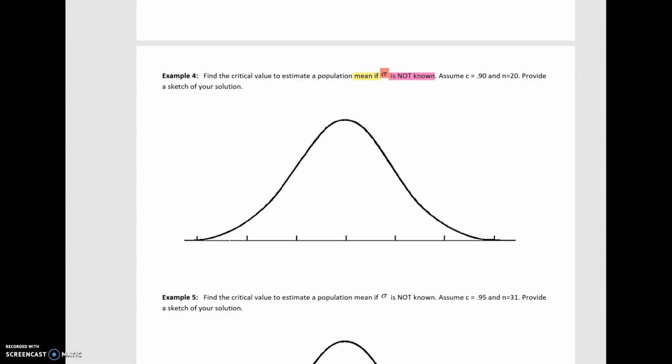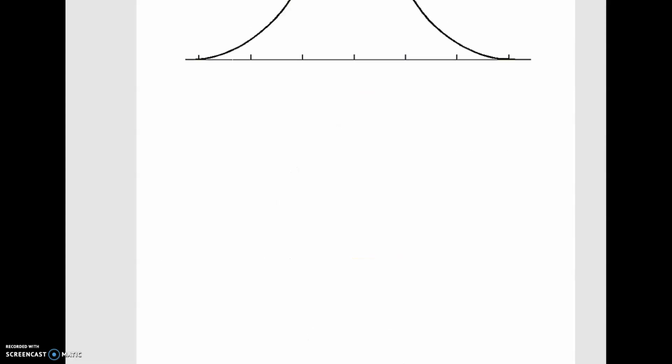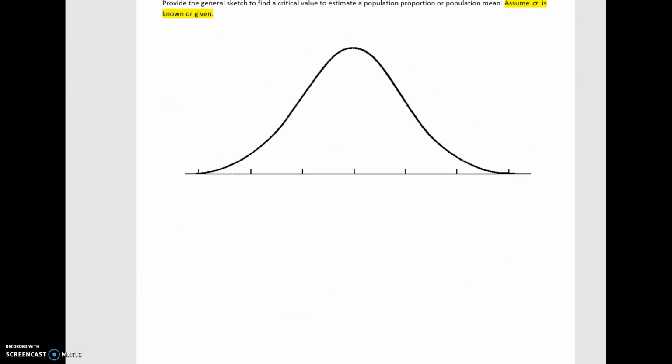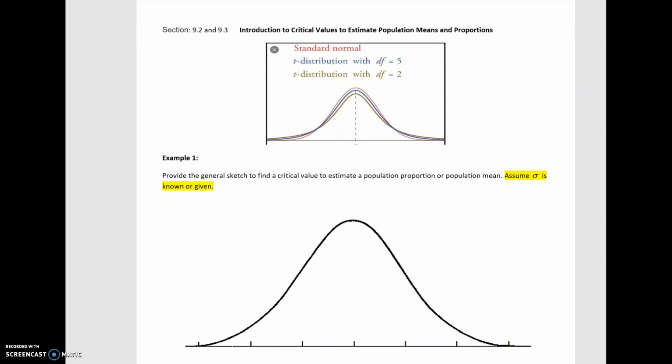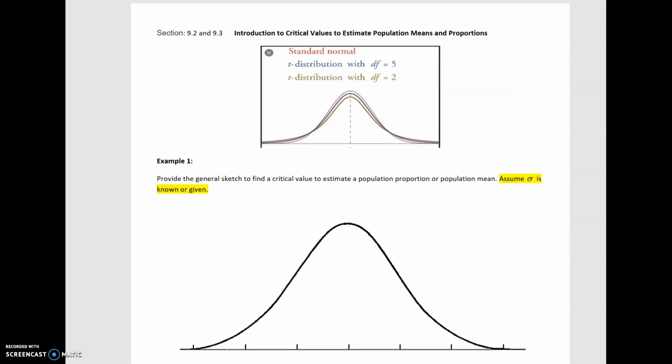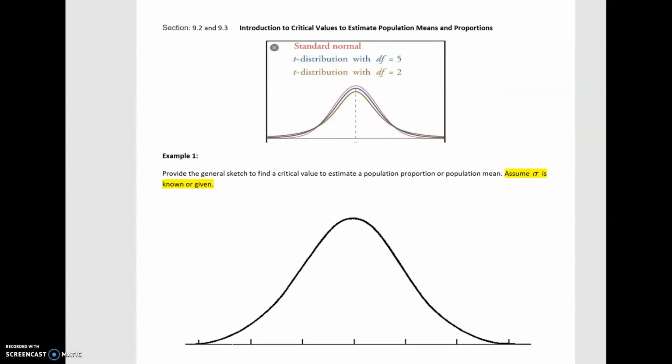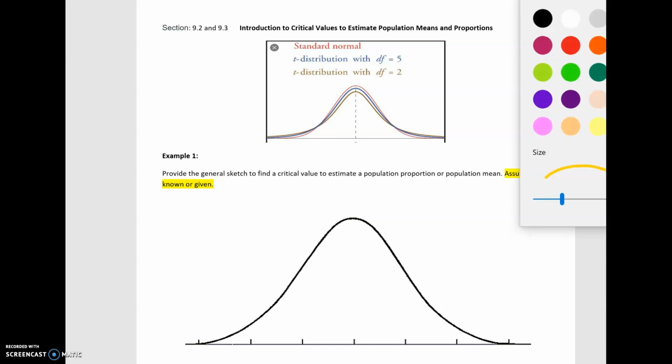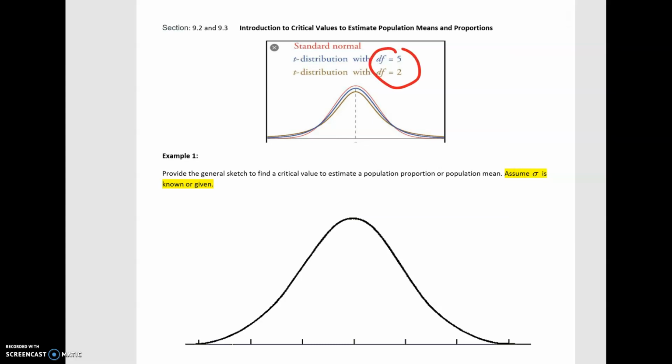Now, when sigma's not known, the actual distribution that we're going to be looking at is going to be one of these. So it's still bell shaped, but it's a slightly different type of bell shape. Now, this distribution is based on degrees of freedom. And the degrees of freedom for the t distribution depend on the number n. So df is equal to n minus 1.